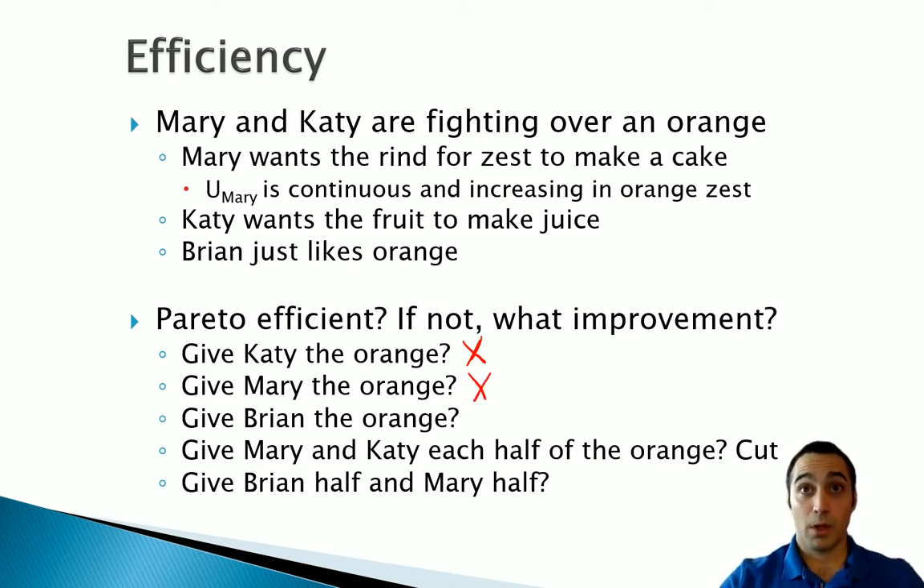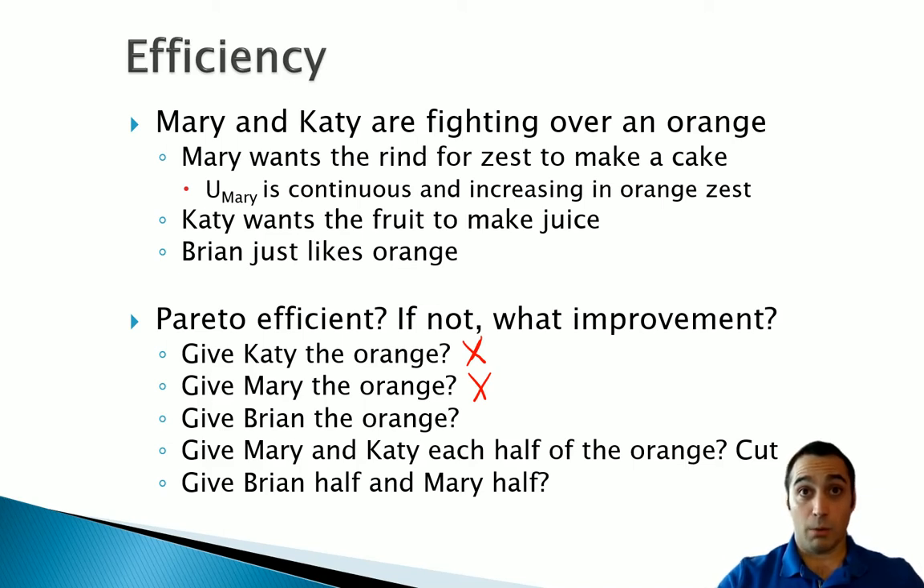Moving right along, what if I give Brian the whole orange? I just hand him the orange and say, Katie, Mary, you don't get anything. Is that Pareto optimal? Yes. So imagine Brian has a function that is continuous and increasing in the volume of orange that he's got, because he's going to stuff it in his face. Any other allocation will make him worse off.